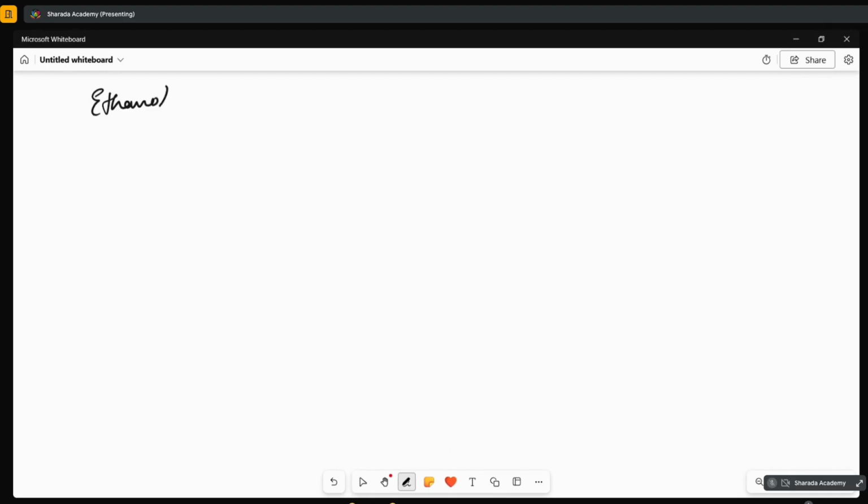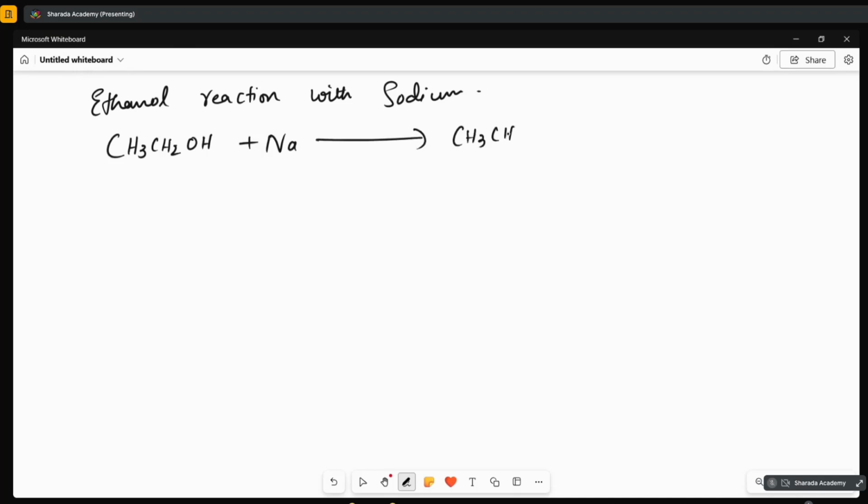First, write down that ethanol reaction with sodium. Ethanol is CH3CH2OH plus sodium. You will get CH3CH2ONa plus what else is remaining? Only hydrogen, so hydrogen gas. This is sodium ethoxide. Okay.